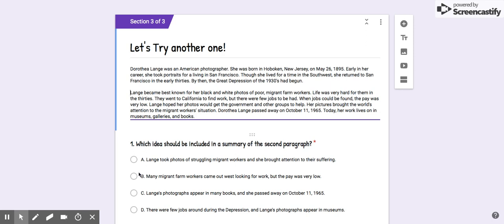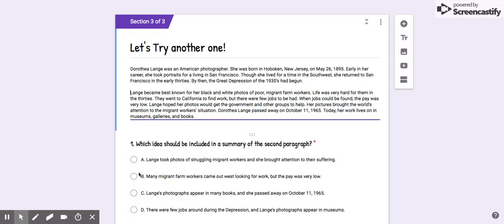Okay, let's try one more short little passage to help us practice summarizing informational texts. Now, remember that informational texts are texts that are to inform us and they teach us something. So here we go. Dorothea Lange was an American photographer.